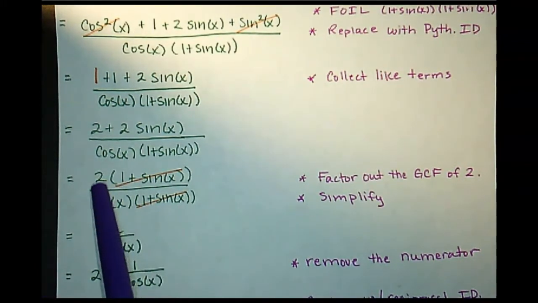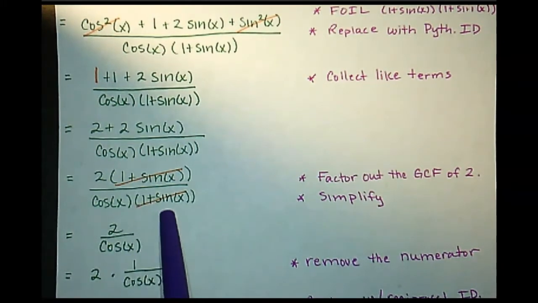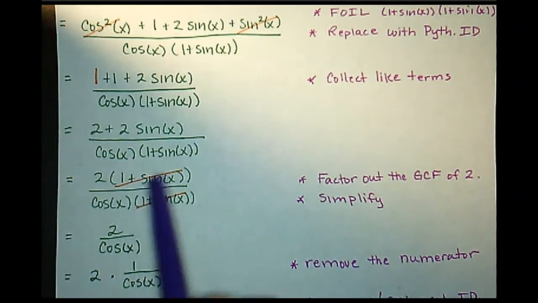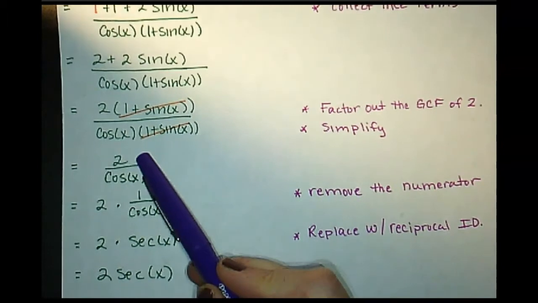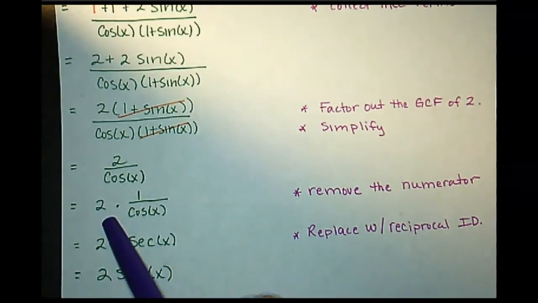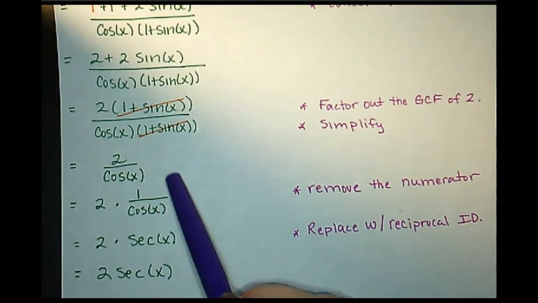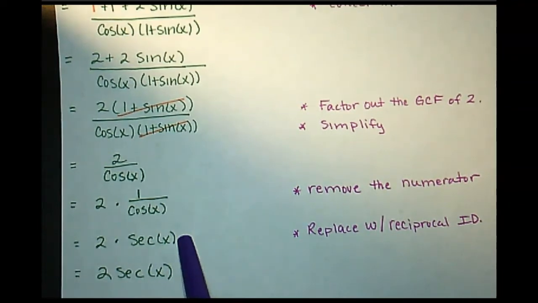Okay, so once you have your 2 out here, then you can see I left this factored and you can see that I have 1 plus sine x in the top and bottom. And so that means I can simplify 1 plus sine x. I can get rid of that. And once I get rid of that, I'm left with 2 over cosine x. And then I'm going to pull that numerator off again. Remember that technique we just talked about. And so I have 2 times 1 over cosine x. 1 over cosine x is a reciprocal identity, so I'm going to replace with my identity. And then I'm left with 2 times secant x, and that's my final answer.